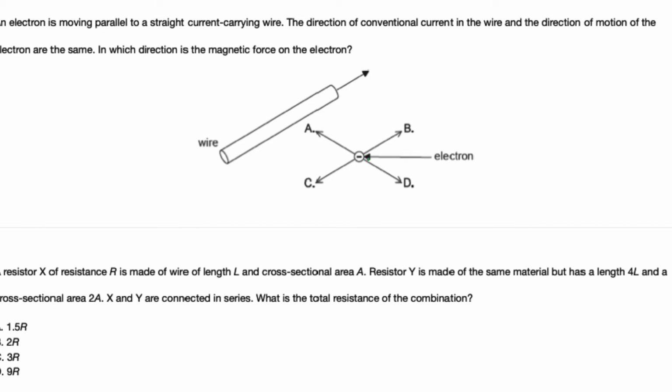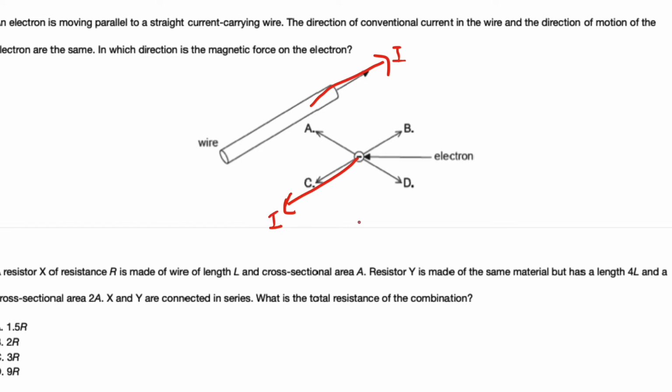An electron is moving parallel to a straight current carrying wire. The direction of conventional current in the wire and the direction of motion of the electron are the same. In what direction is the magnetic force on the electron? So there's two ways of solving this problem. The first way is, the conventional current is flowing in this direction. An electron is also flowing in this direction, which means the conventional current of the electron is going to flow in the opposite direction.